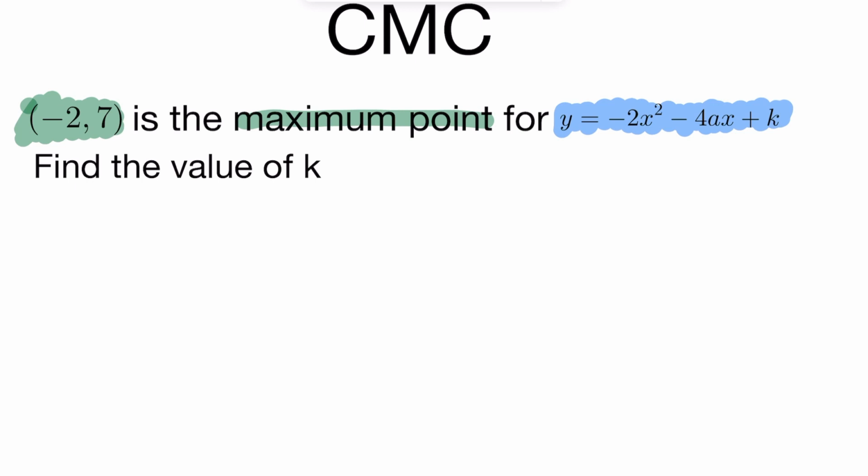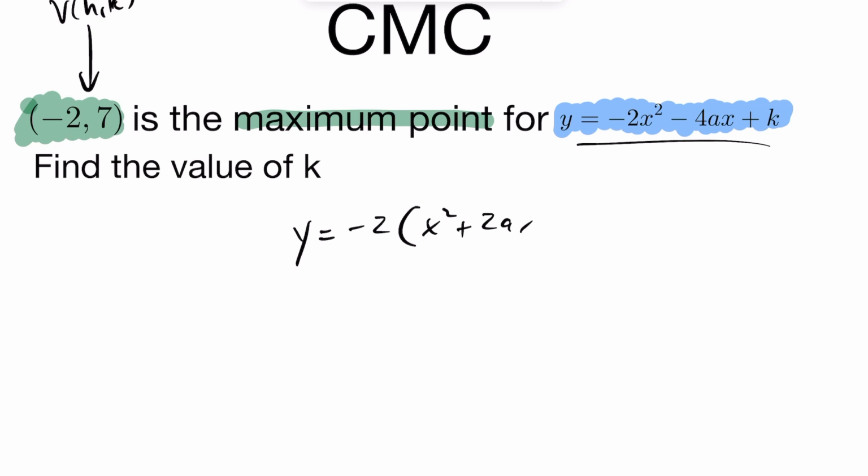of k. Tackling this problem, the first thing you'd want to do is put this in vertex form so I can connect these values. Your vertex here is your h and your k. So I'm going to complete the square on this first. Let's go ahead and do that. The first step is to factor that -2 out of the first two terms, giving me x squared plus 2ax.